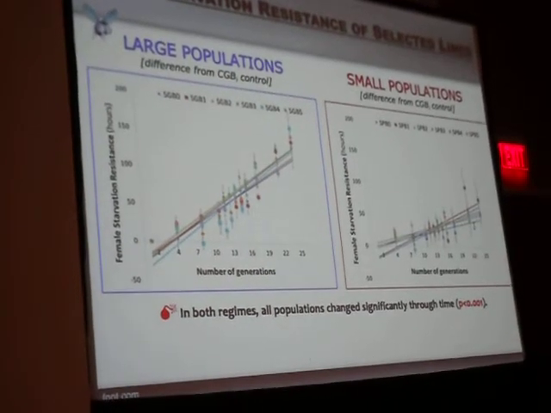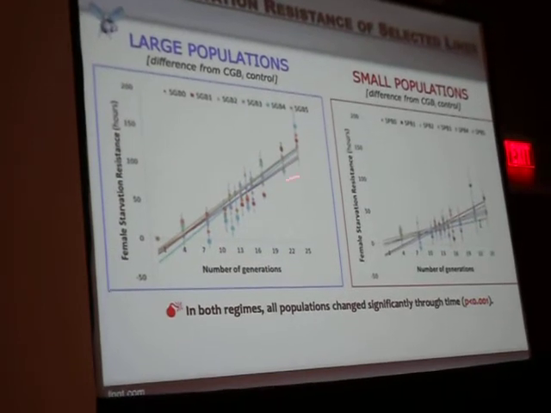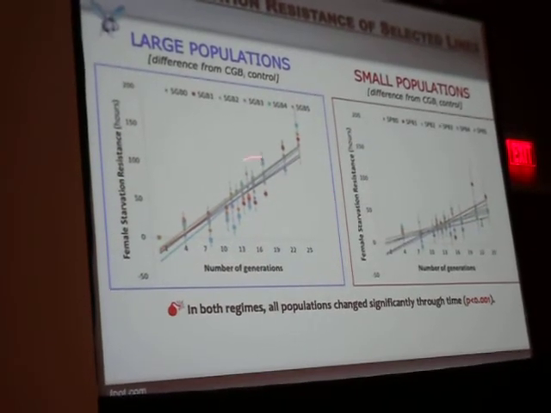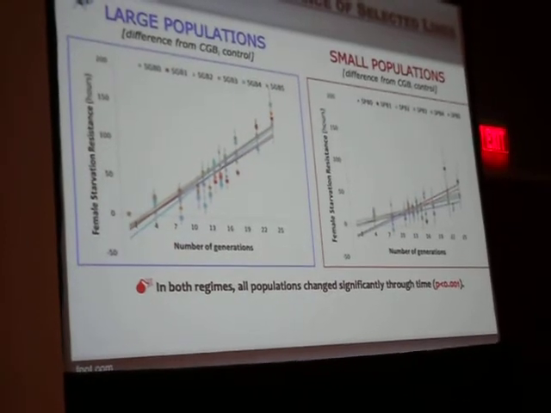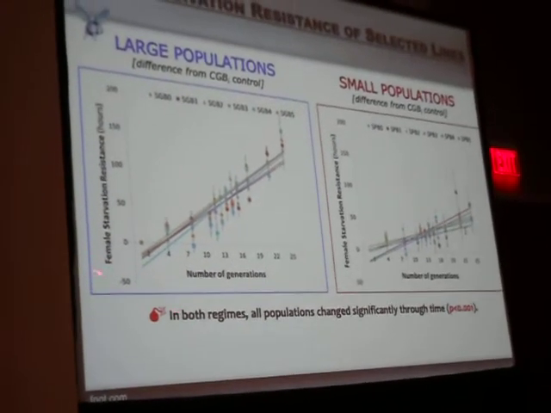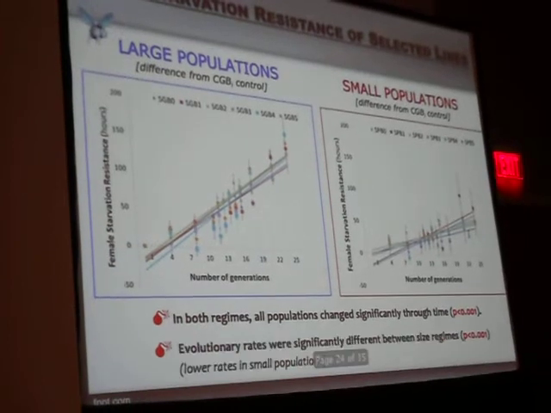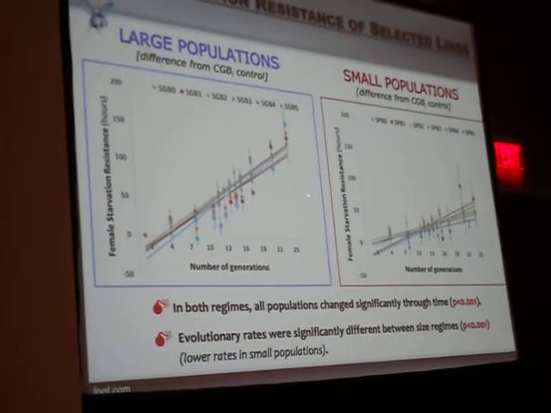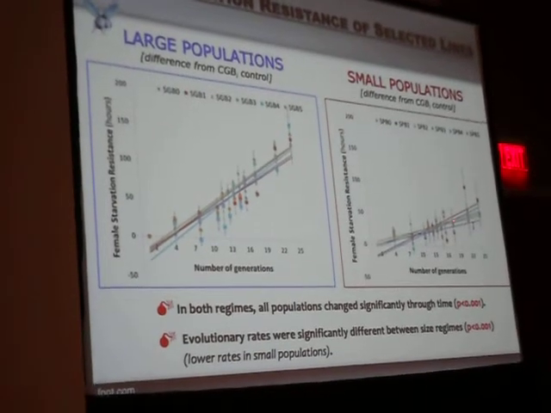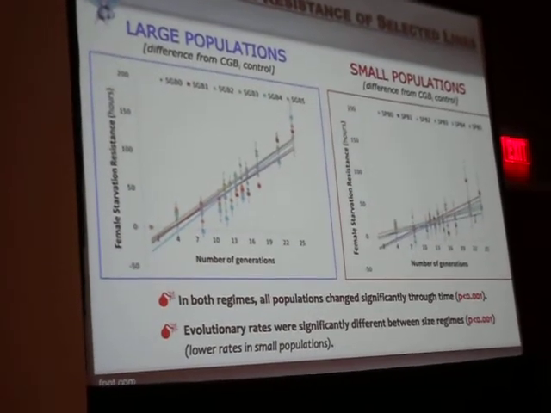In the selected lines, we got the textbook results. All populations changed significantly throughout time, so natural selection occurred. And there were significant differences between the evolutionary rates of large and small populations, the small populations having lower evolutionary rates.